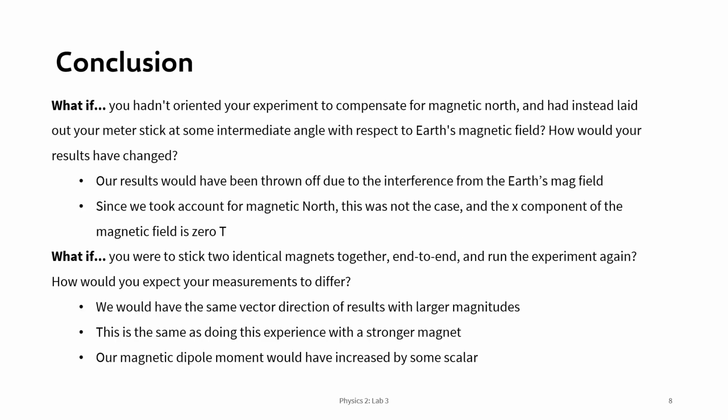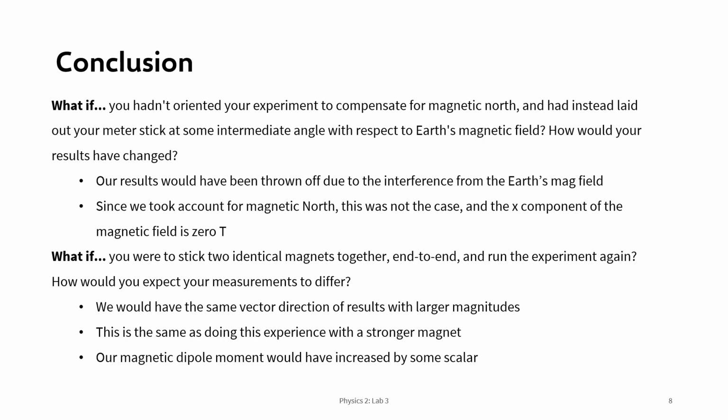Conclusion: what if you hadn't oriented your experiment to compensate for magnetic north and had instead laid out your meter stick at some intermediate angle with respect to the Earth's magnetic field? How would your results have changed? Our results would have been thrown off due to the interference from the Earth's magnetic field. Since we took account for magnetic north, this was not the case, and the x component of the magnetic field was 0.